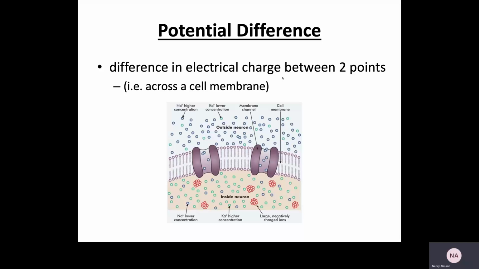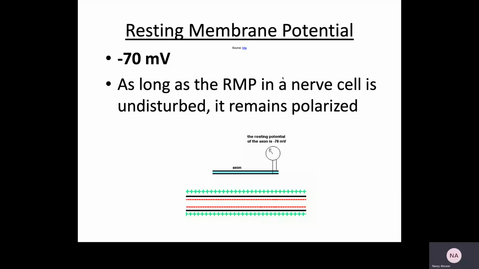Again, we have a potential difference across the cell membrane. We know when we talk about a neuron, we're going to have greater concentration of sodium outside the cell and a greater concentration of potassium inside the cell, which means that there will be a potential difference or a charge difference of negative 70 millivolts. That's the number you need to remember. And as long as the cell is undisturbed and not stimulated, you will continue to have that slight difference in charges. And the fancy word for saying that is that the membrane is polarized.